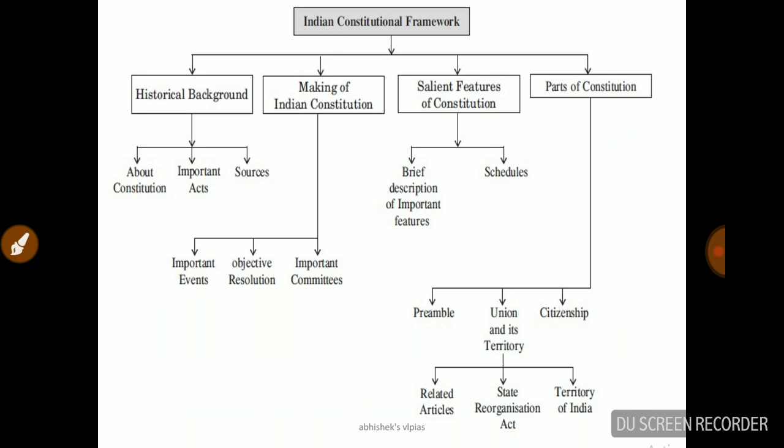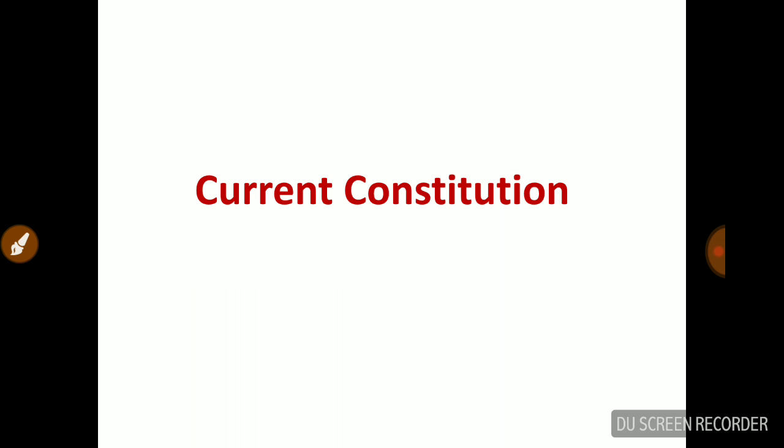Okay, so let's go through the important topics we discussed till this moment. We talked about the historical background of the constitution, important acts and sources. Then we talked about the making of the Indian Constitution, the second box. Under this point, we discussed the important events, objective resolution, and committees associated. Then we talked about the salient features of the constitution, and descriptions and the schedules. And after that, we will discuss the parts of the constitution. So let's discuss the main points.